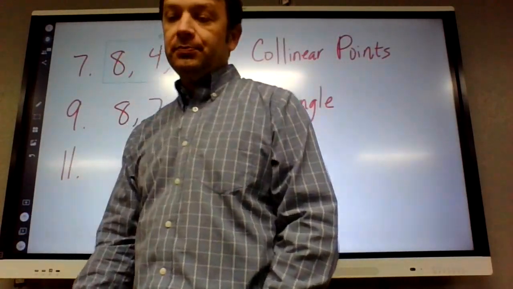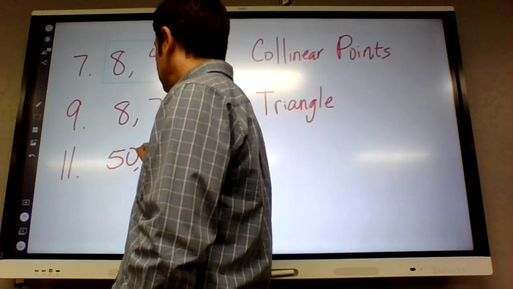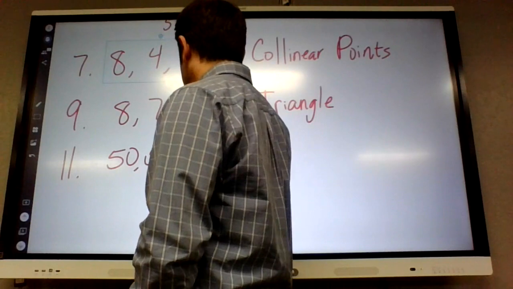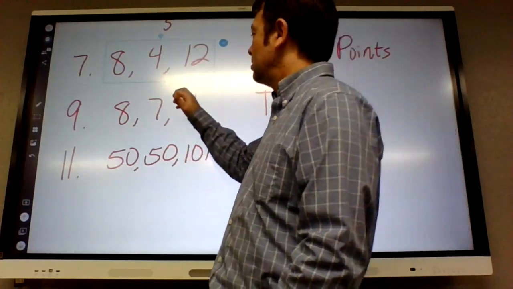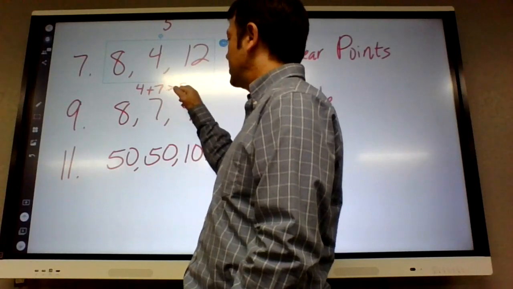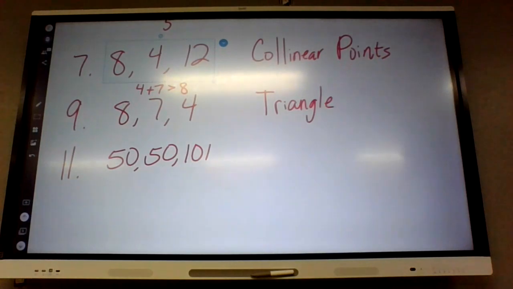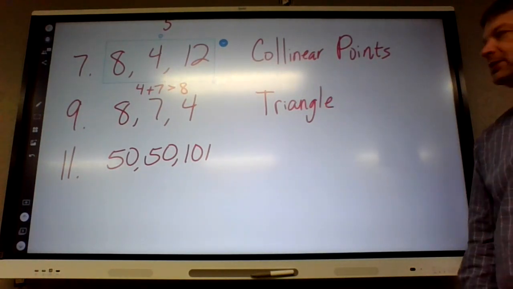Wait, don't you have to add them together though? I'm confused on how 9 is a triangle again. Okay, 4 and 7 together have to be bigger than 8 because they have to reach across the 8. Oh, yeah, any 2 sides together have to be greater, not less than.